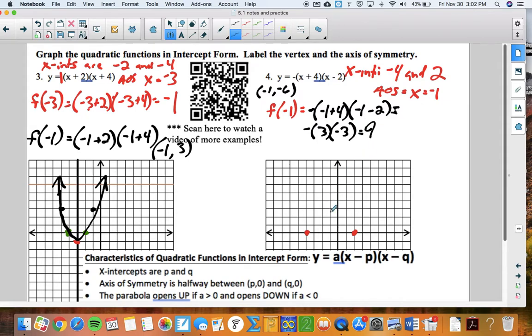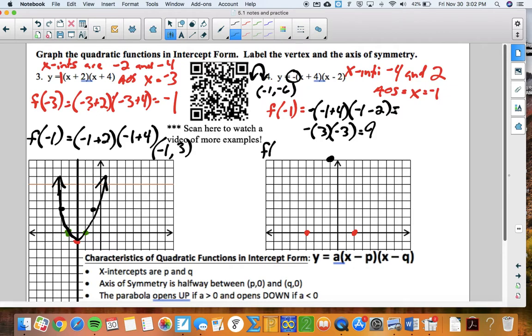Do you know how I knew that? Magic. Just kidding. Remember how we talked about this needs to be opening down? So when I got a -6 and I visually put that down here, that's my vertex. Oh man, that's a smiley face, and it's not a smiley face. It's a frowny face. So I need to have my vertex up here. My vertex is going to be my highest point. So let's get one more.